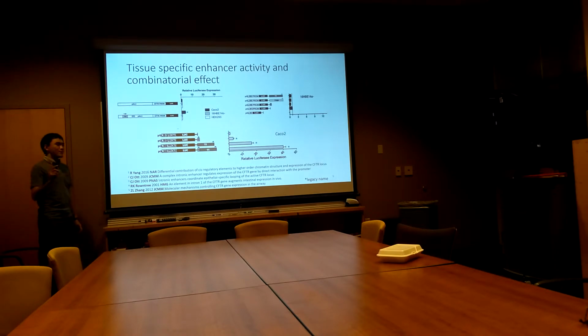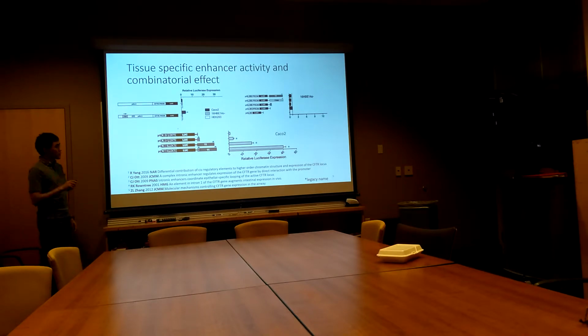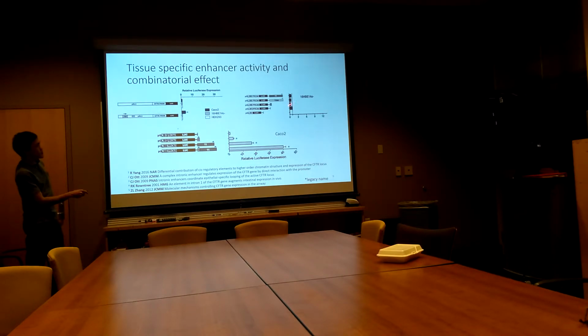A large amount of this research has been done in the luciferase assay. Here first is the intron 1 enhancer. It is active in Caco-2 cells, which are intestinal epithelial cells, but inactive, near zero activity like the control, in the 16HBE cells, which are lung epithelial cells, and HEK293 cells. Here the intron 11 element has zero activity in the lung epithelial cell.